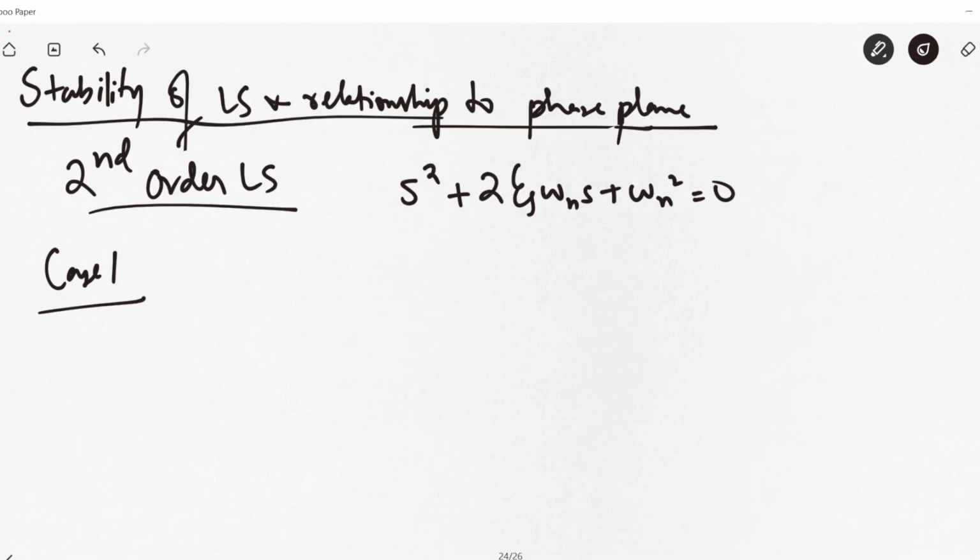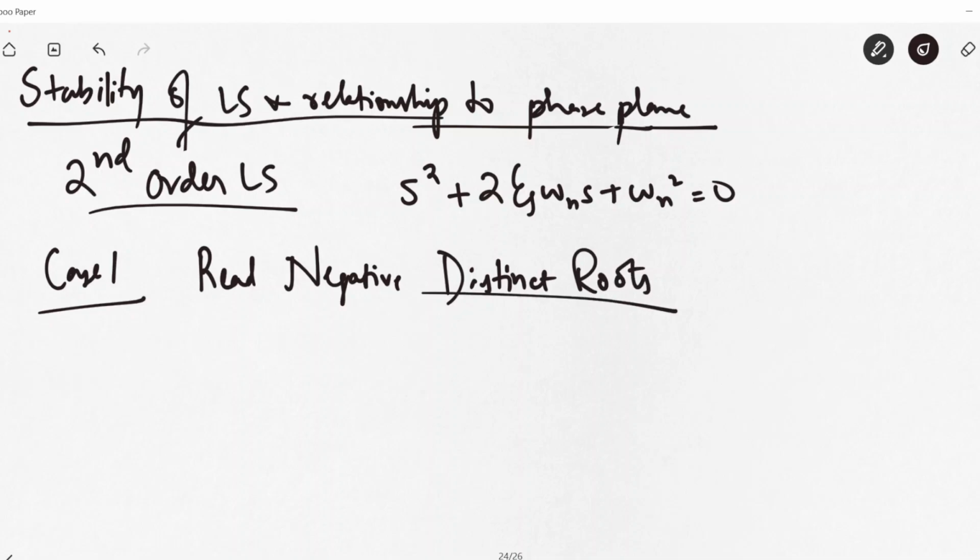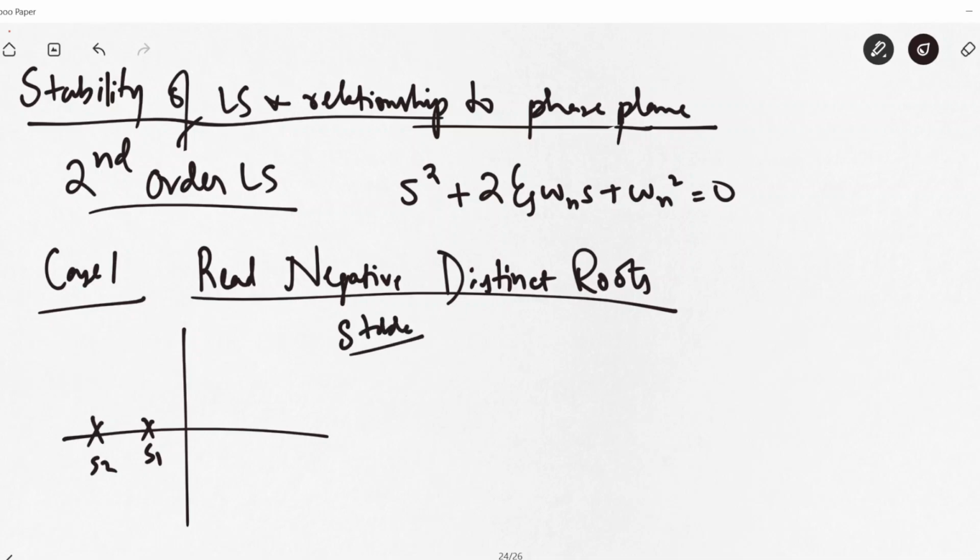Case 1, the case where we have a pair of real, negative, distinct roots. So we have two negative roots, s1 and s2. They are real and they are distinct. This is the s-plane, and we understand if the roots are located in the left half of the s-plane, the system response is stable. And we have studied that this corresponds to an output response of an overdamped system. Fine, so there will be no oscillations, no peak will be obtained in this case.